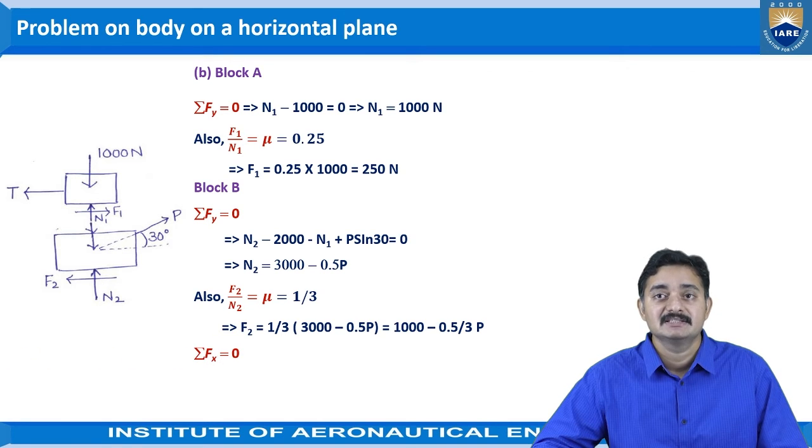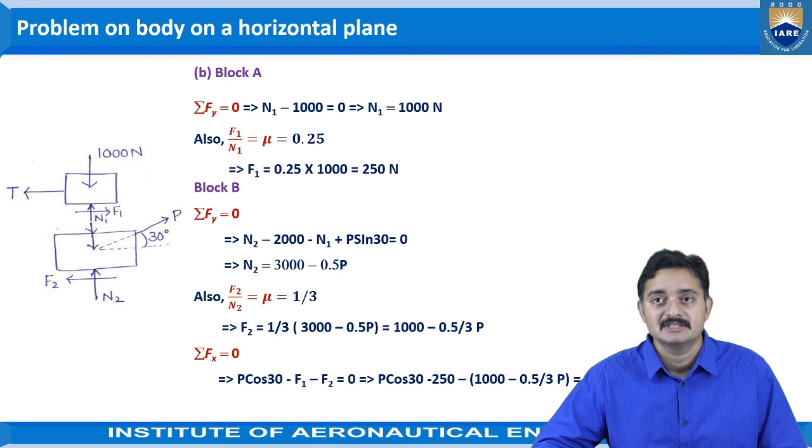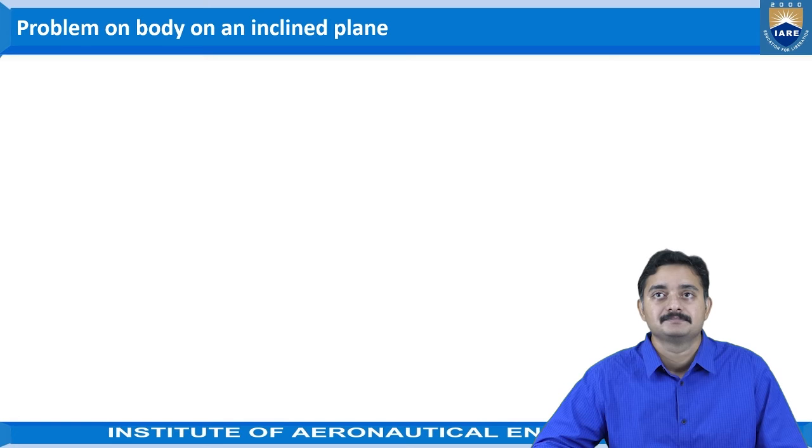When we take sigma Fx is equal to 0, all the horizontal component forces are equal to 0, which will lead to P cos 30 minus F1 minus F2 is equal to 0. This gives P cos 30 minus 250 minus (1000 minus 0.5 by 3 P) is equal to 0. When we solve this equation, we will obtain the value of P as 1210.43 newtons.